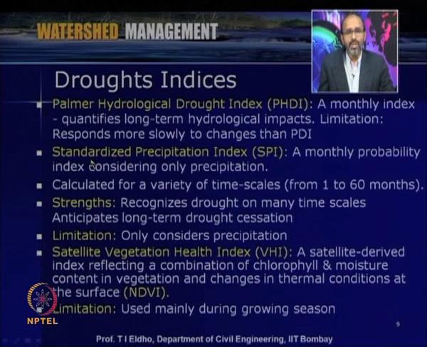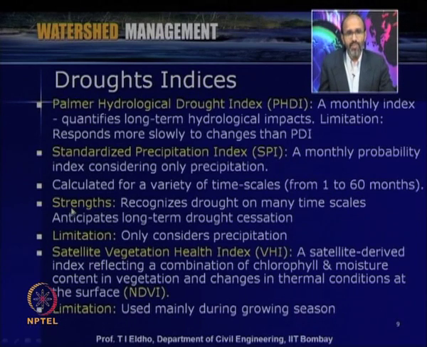Then another most commonly used index is called the standardized precipitation index or SPI. This is a monthly probability index considering only the precipitation. Generally, this is one of the commonly used indices for drought analysis. In the standardized precipitation index, only one parameter is there, that is the precipitation. So, we analyze with respect to precipitation and then come up with an index that indicates whether there is any possibility of drought.